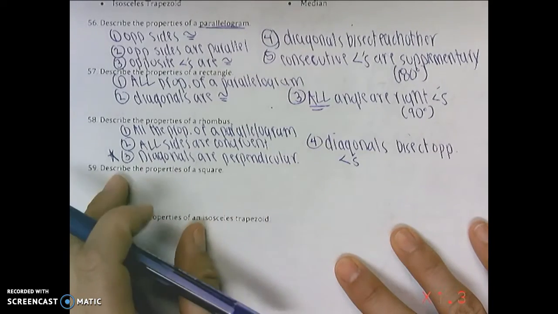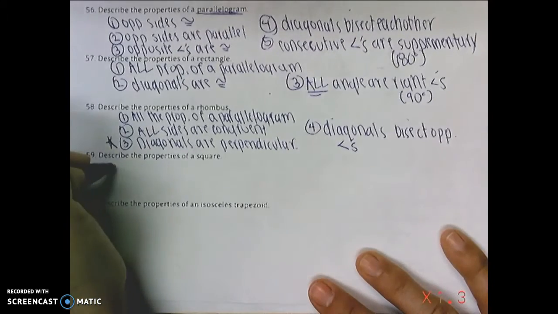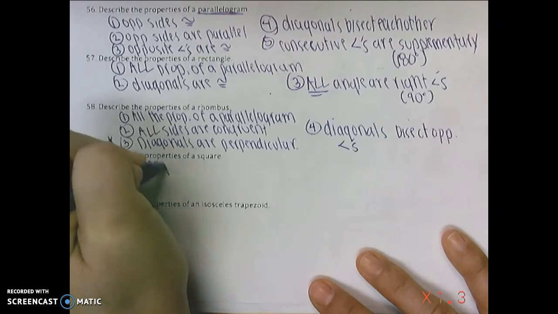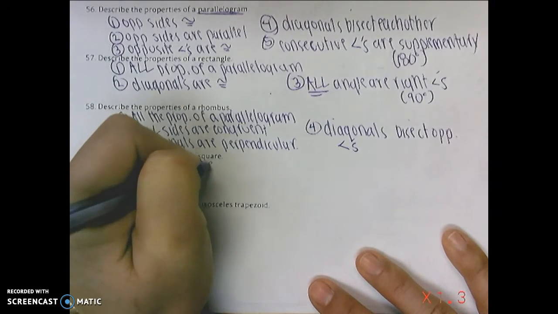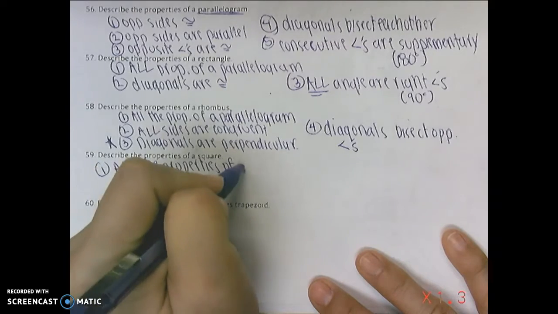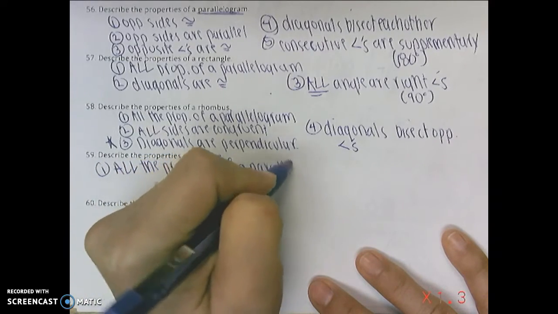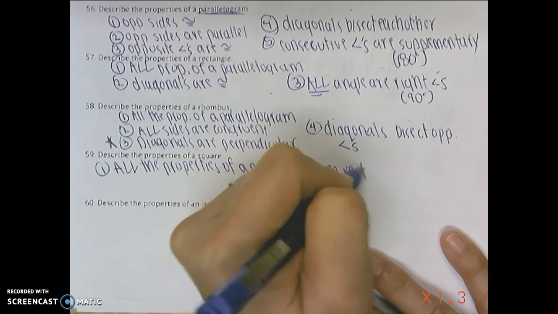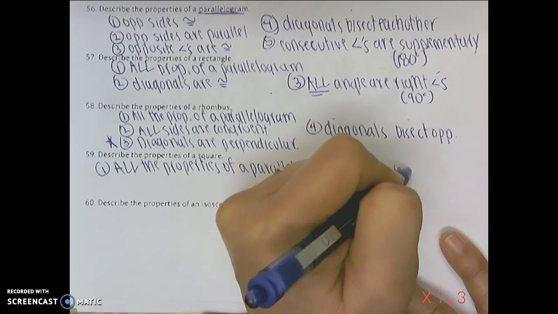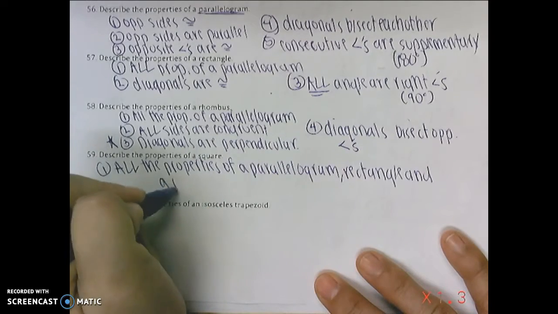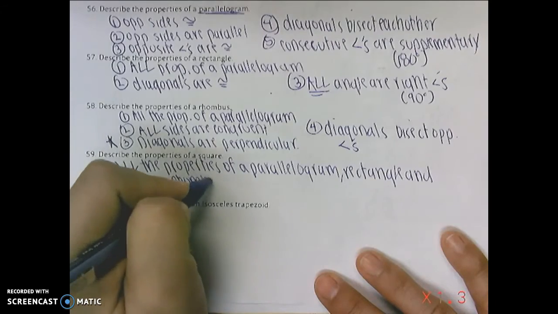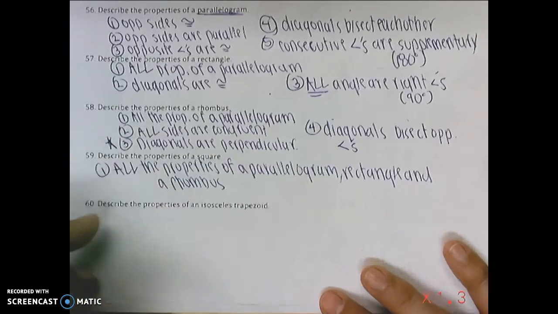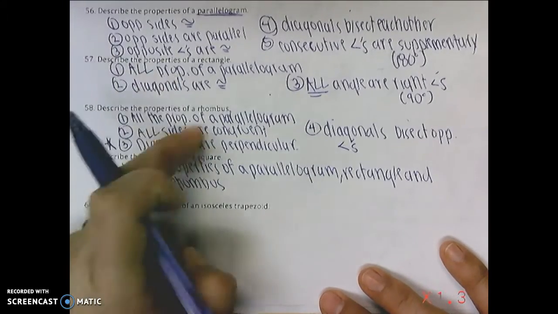Describe the properties of a square. Well, it has all the properties of a parallelogram, a rectangle, and a rhombus. So it has everything that these 3 have. And that is the properties of a parallelogram, rectangle, rhombus, and square.